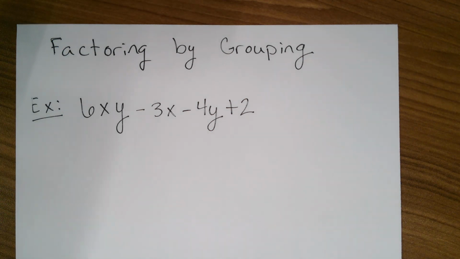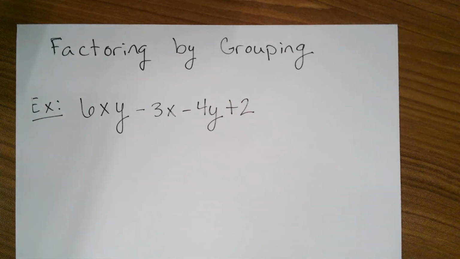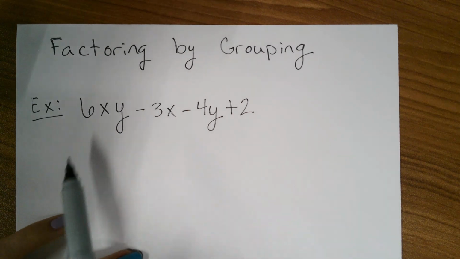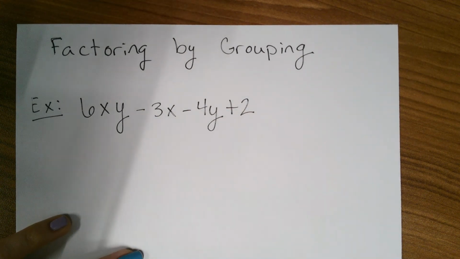All right, so there's plenty of methods for factoring. One of the methods is called grouping. So no matter what method I'm using for factoring, the first thing I want to check for is the GCF among all the terms. So this expression has 1, 2, 3, 4 terms.